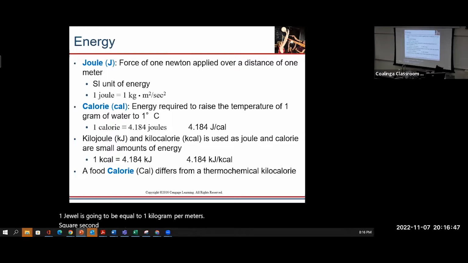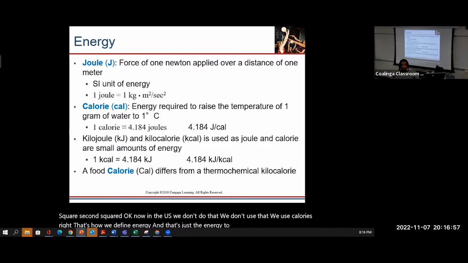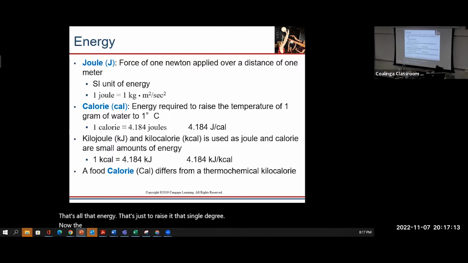Now in the U.S. we don't use that. We use calories. That's how we define energy, and that's the energy to raise 1 gram of water by 1 degree Celsius or Kelvin, a single degree of temperature. The relationship between a calorie and a joule: 1 calorie is equal to 4.184 joules.